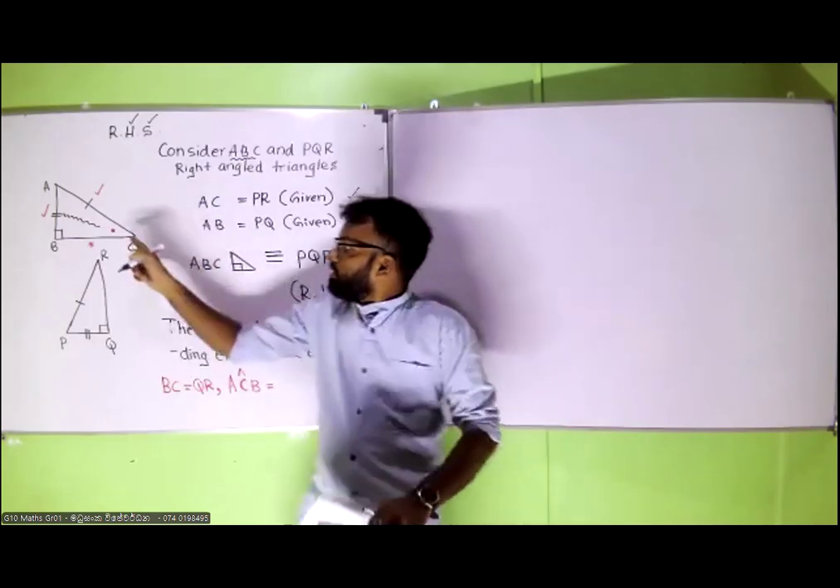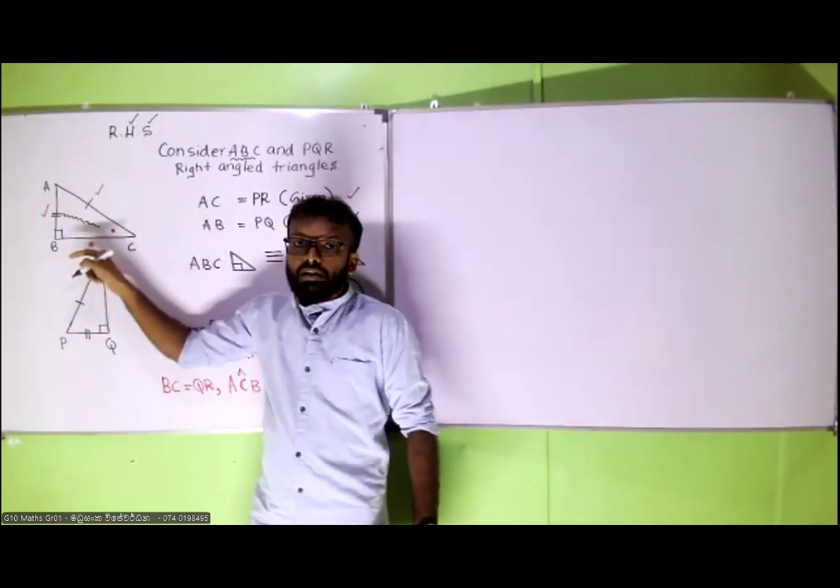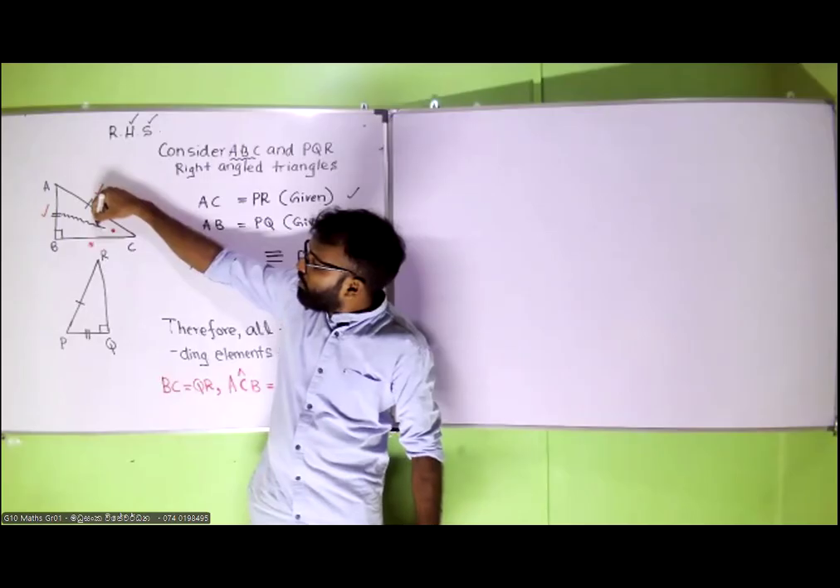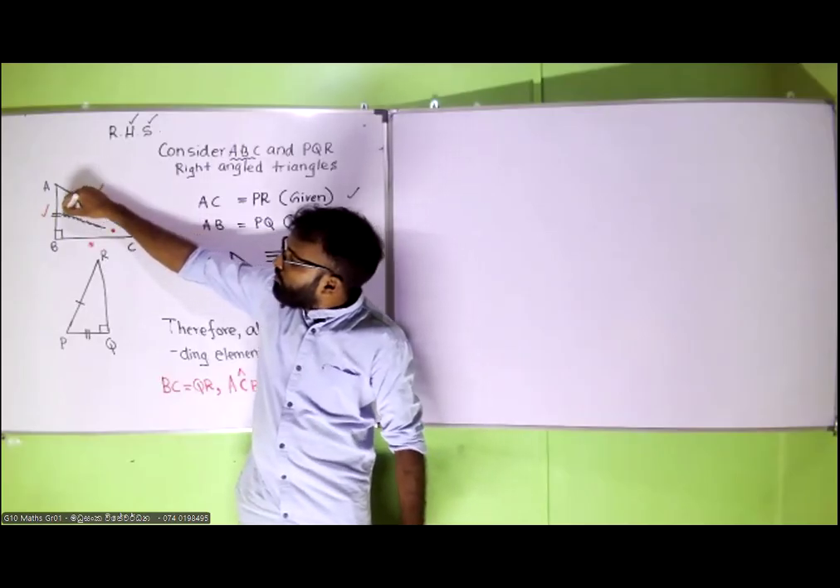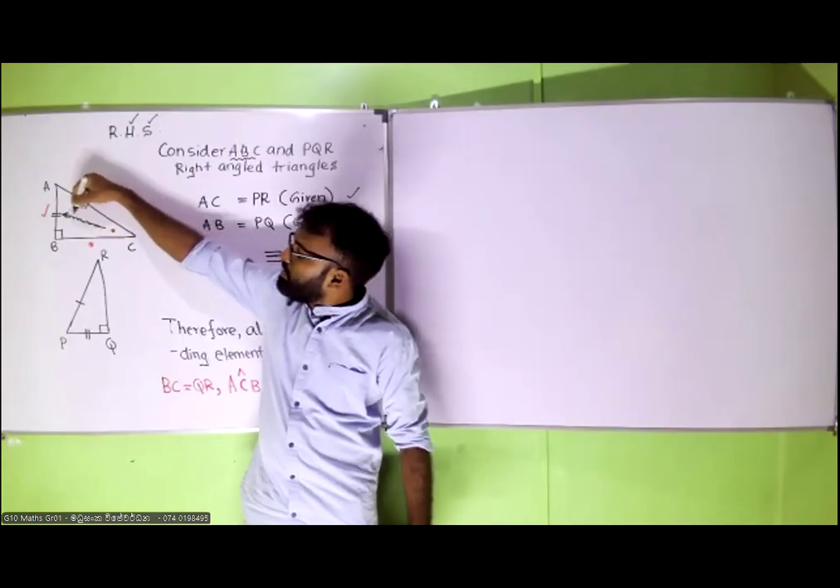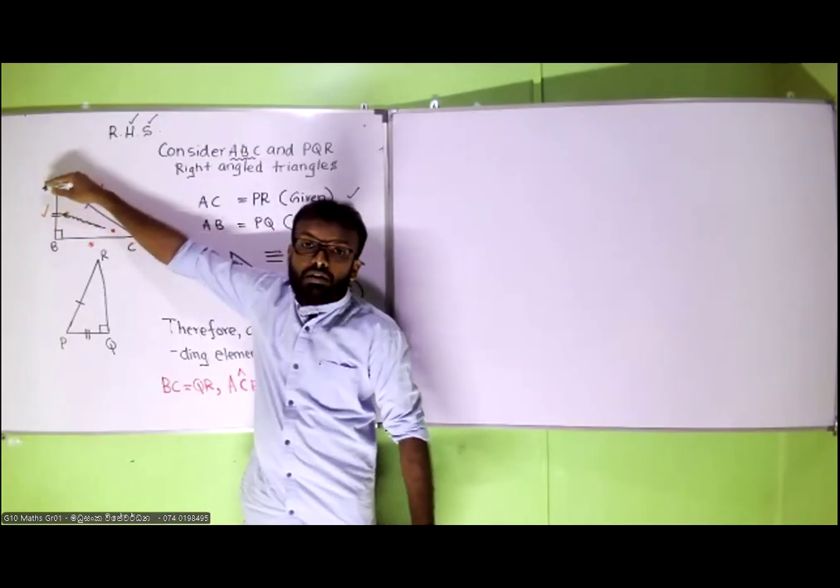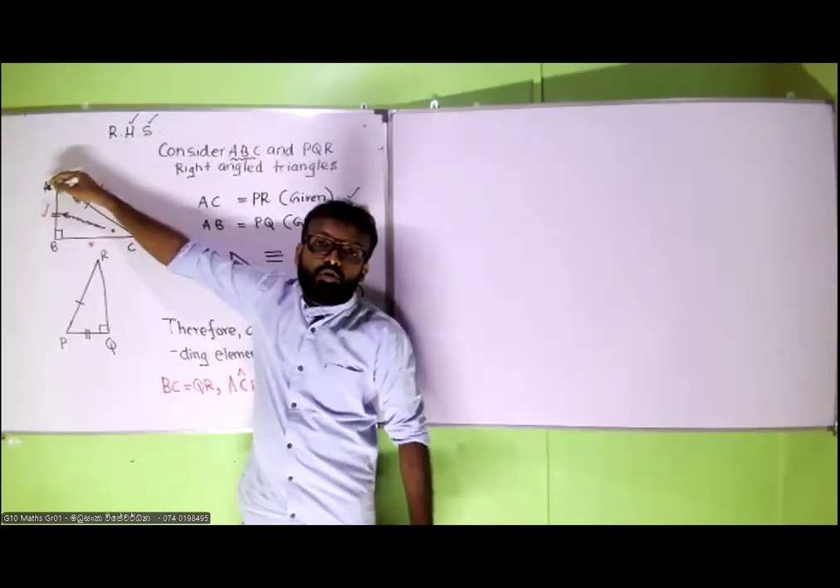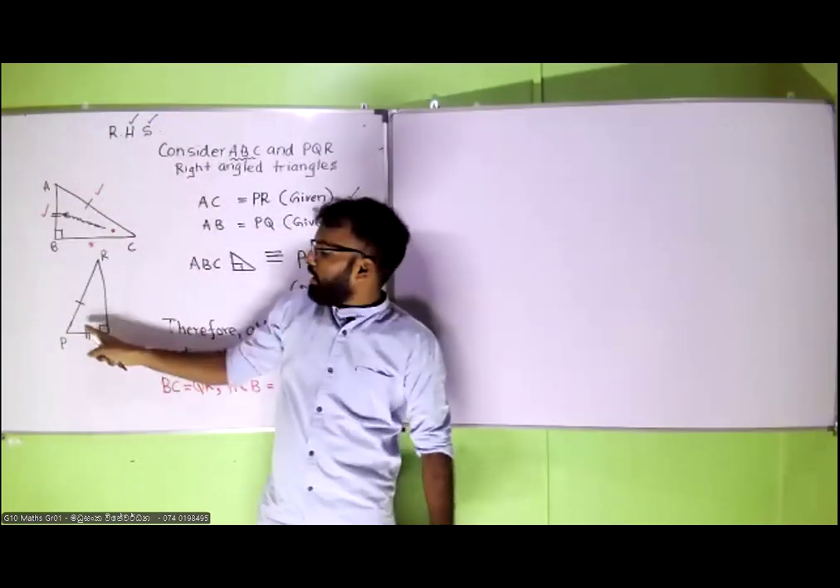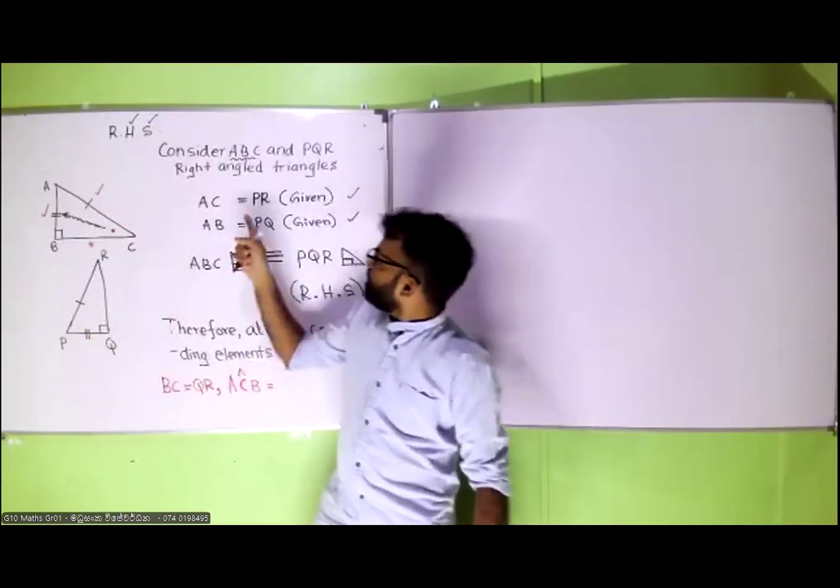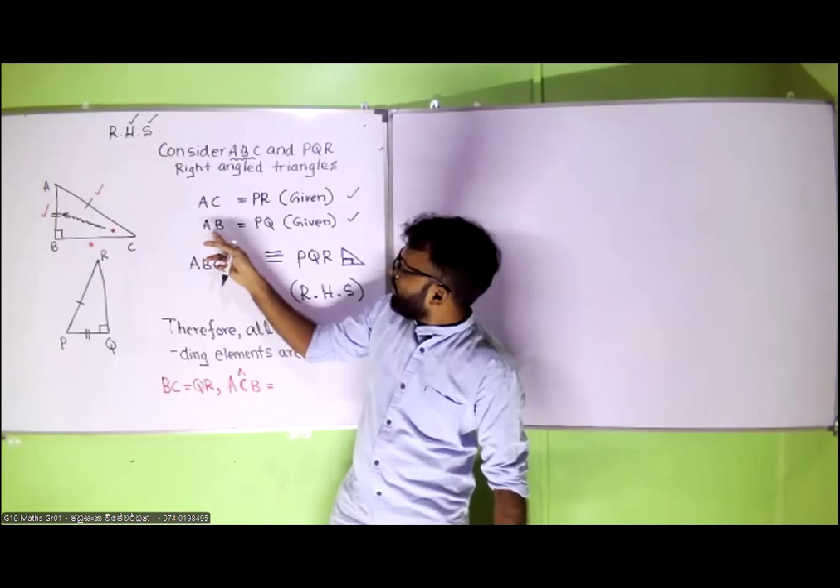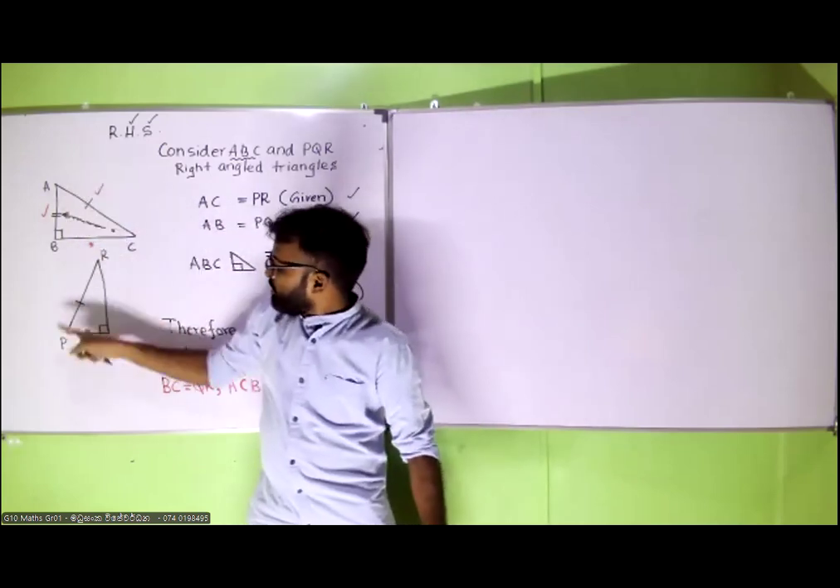Alright? This is the angle ACB. What is the side in front of this angle? What is the side against this angle? It is AB. AB side is equal to which side of the other triangle? PQ. AB equals PQ.